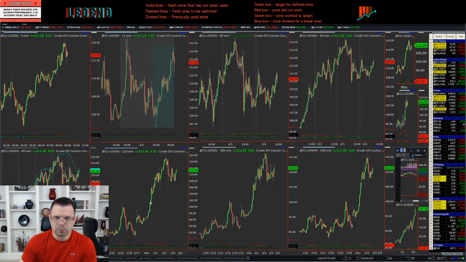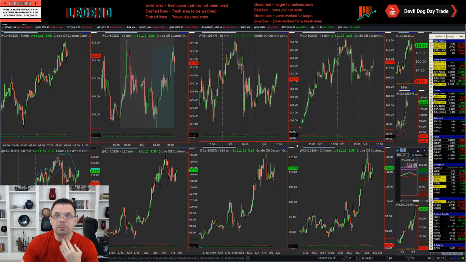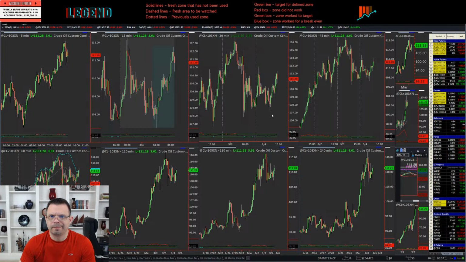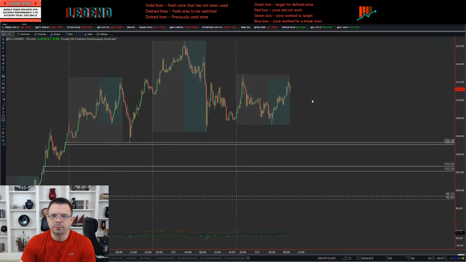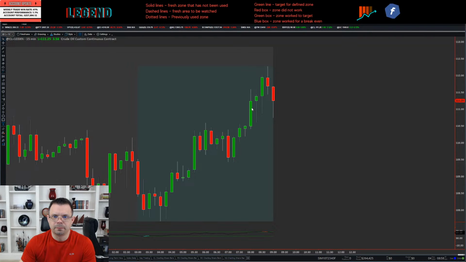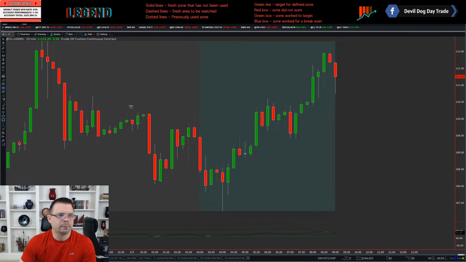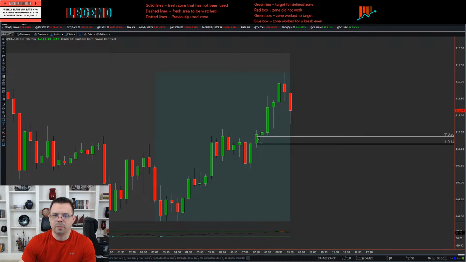And a 15-minute zone right here. We are moving up, but shorter term sideways. However, I'm intrigued by this one, but not enough to actually set it up. So I'm going to mark it, but it's more of a watch.